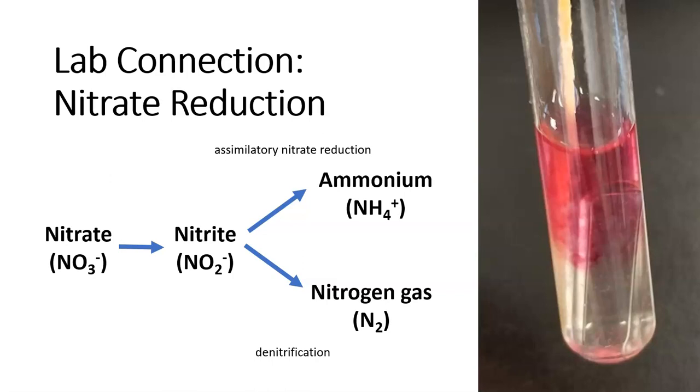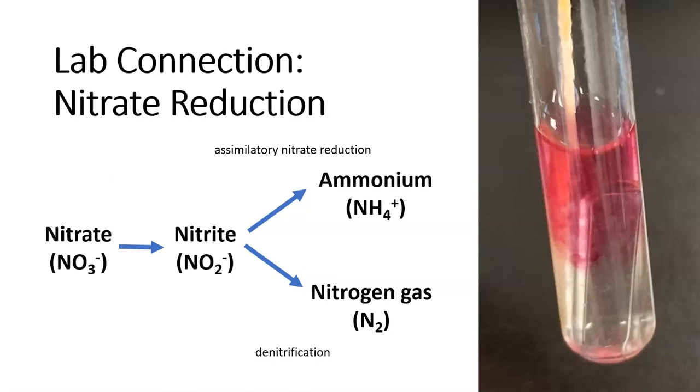In the case of ammonium, microorganisms can use it as a source of nitrogen for building amino acids and other nitrogen-containing molecules. This is called the assimilatory nitrate reduction pathway. In other organisms, they may reduce nitrite to nitrogen gas, and that effectively removes nitrogen from the environment. Usually we're talking about soils, and returns that nitrogen back to the atmosphere. This is a process called denitrification.